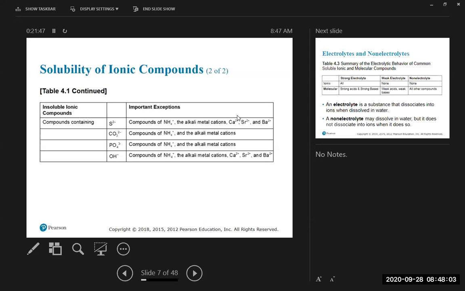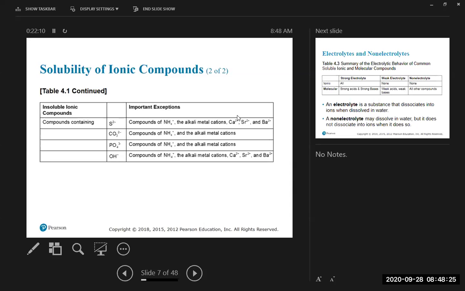The other thing you'll see is the alkali metal cations. If one of those is involved, it's usually soluble. Does anyone remember which ones are the alkali metals? Can someone give me an example of one? The first column? Yeah, so that'd be like lithium, potassium, sodium, things like that.